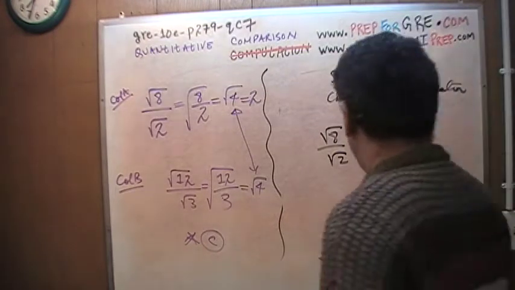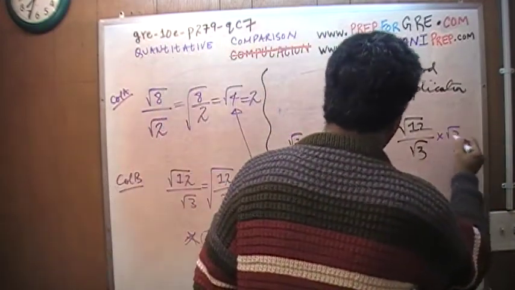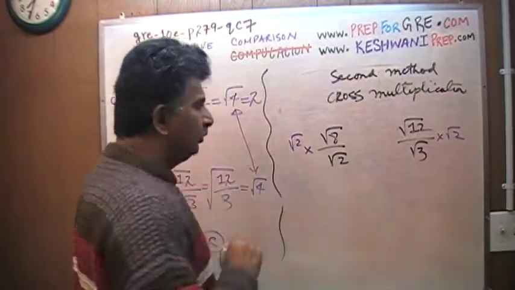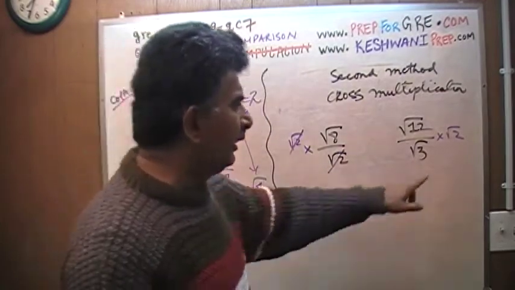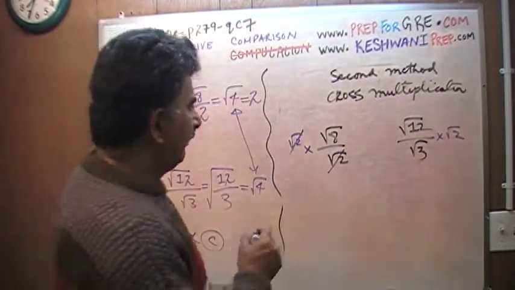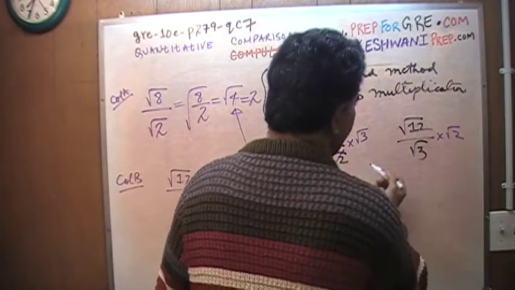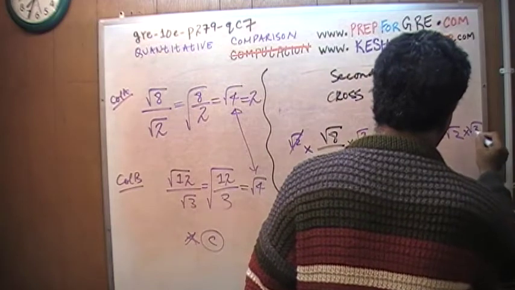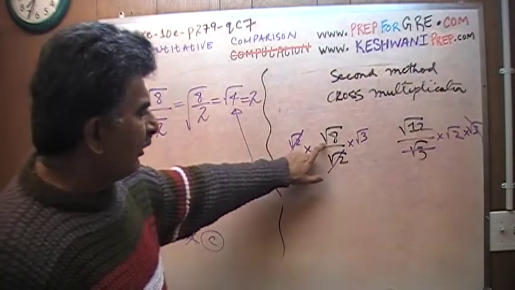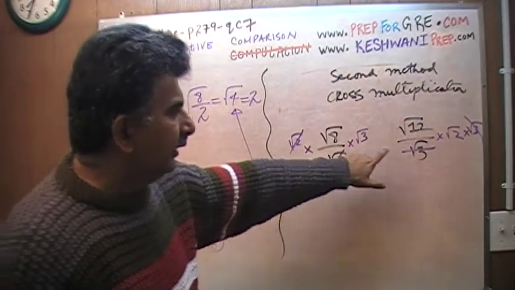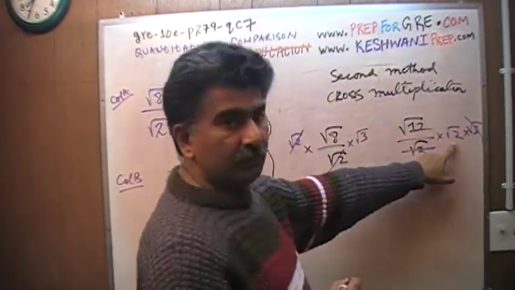So here's what you do. If I were to multiply both column A and column B by root 2, what would happen? The root 2 will cancel out here, and here I'll end up with root 2. Similarly, if I were to multiply both sides by root 3, this root 3 will go. So what do you end up with? We end up with the square root of 8 times square root of 3. And here I end up with the square root of 12 times square root of 2. You see?